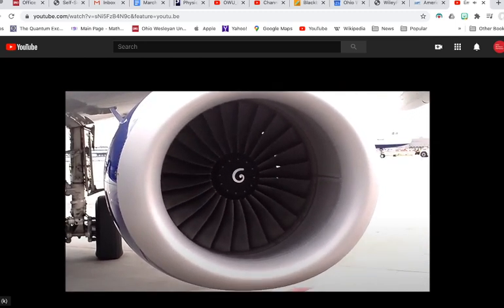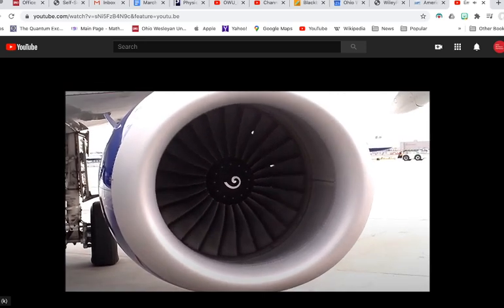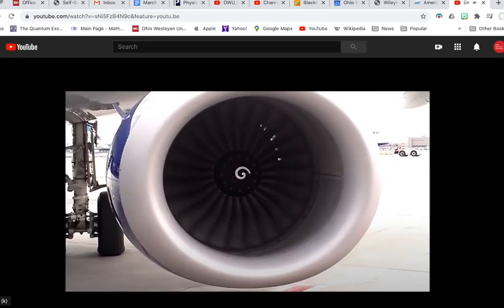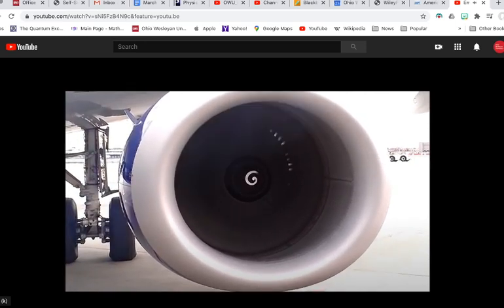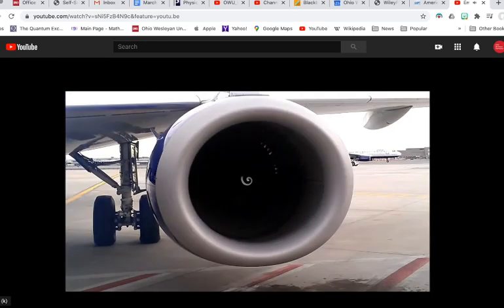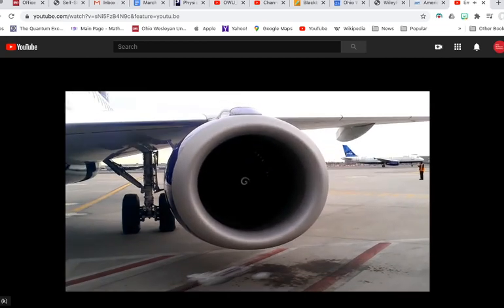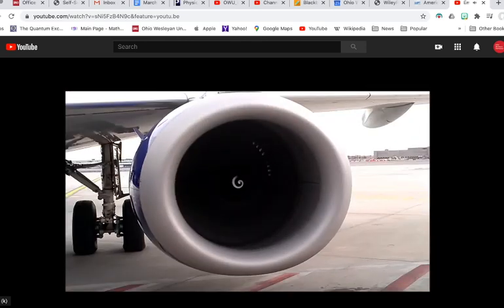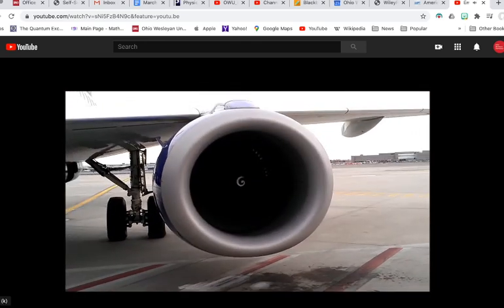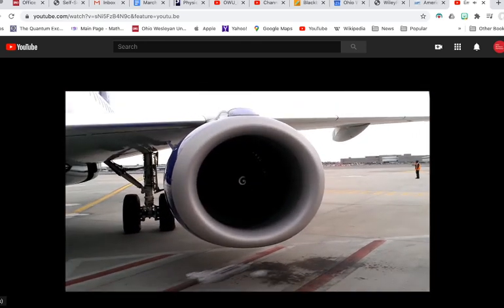Notice, it stops for a moment. Now it's speeding up, going counterclockwise. A little bit of exhaust there. Okay? All right, that's the key motion. All they're doing here, by the way, is getting it up to what they call idle when it sits on the ground. And notice how fast it's rotating even when at idle.